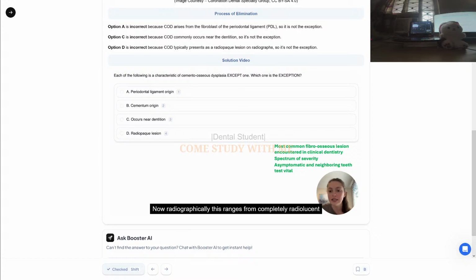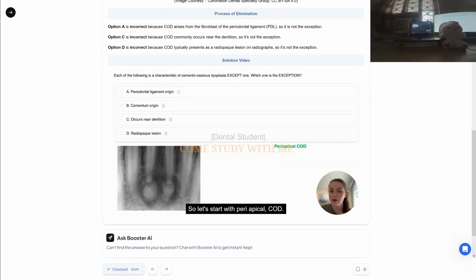Now radiographically, this ranges from completely radiolucent to densely radiopaque with a thin radiolucent rim, and the PDL of neighboring teeth will always remain intact, another important detail when distinguishing this from other lesions. Demographically, this is most common in Black females, but can affect both genders in any ethnic group. And treatment for this depends on the severity of the lesion, and we'll talk more about that as we go through each subtype in that spectrum.